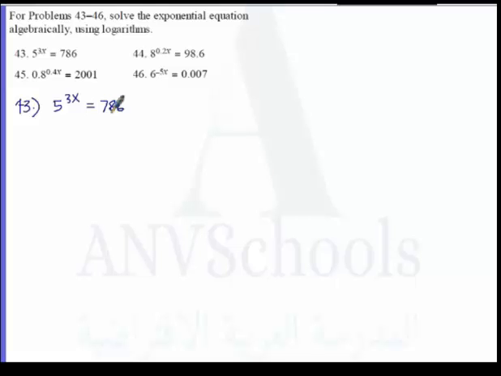We could use the log formula. Am I correct? So we could solve this using the logarithmic property. So 3x log of 5 is equal to log of 786.